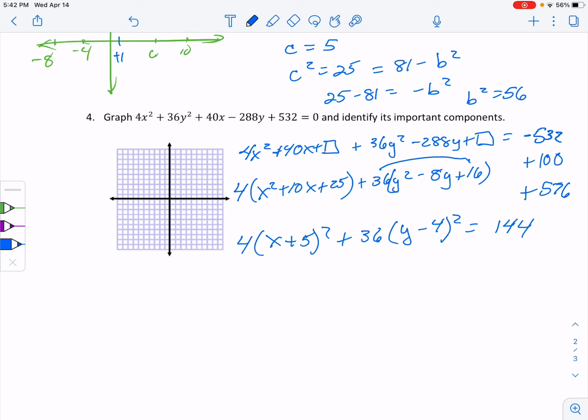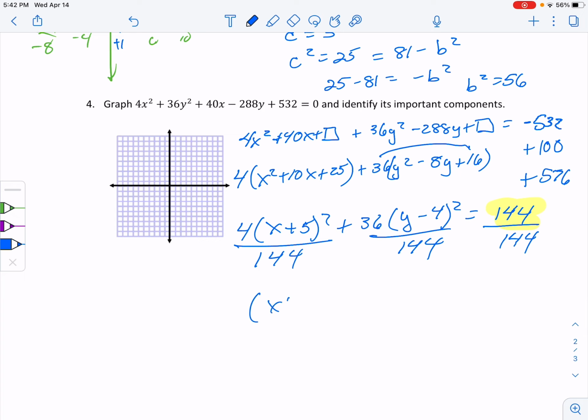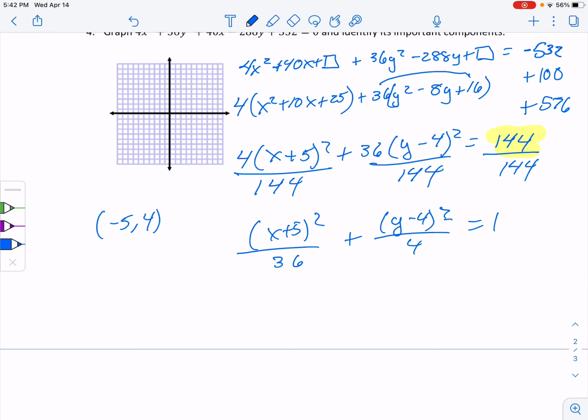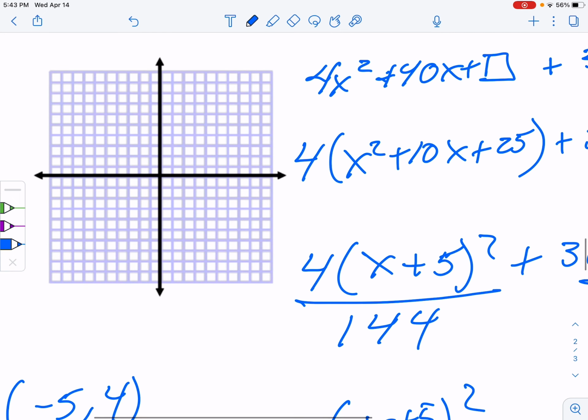Now remember, it has to equal 1. So you go through and you divide by 144. 144 divided by 4 is 36. So I have x plus 5 squared over 36 plus y minus 4 squared over 4 equals 1. So my center is at negative 5, 4. Negative 5, 4. So 1, 2, 3, 4, 5. 1, 2, 3, 4, 4.